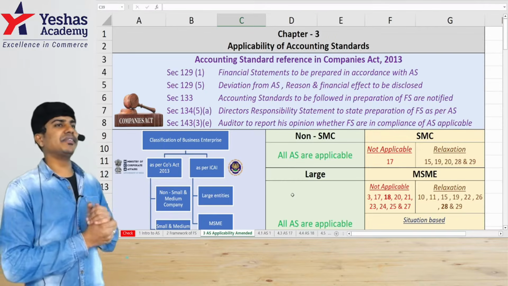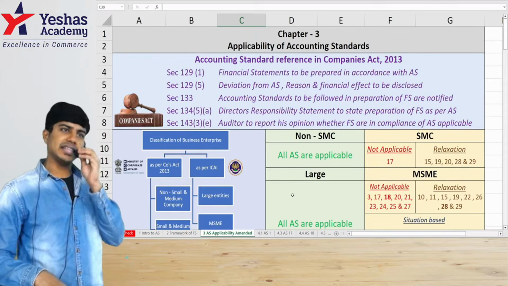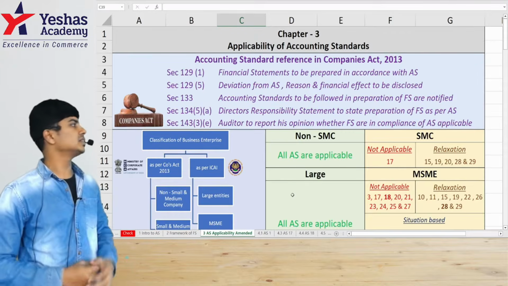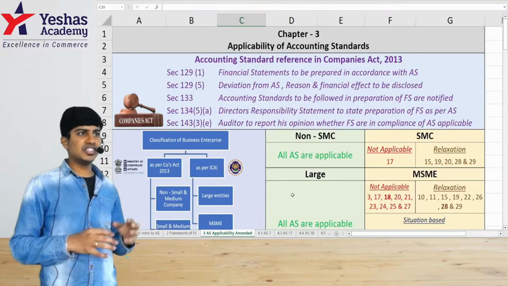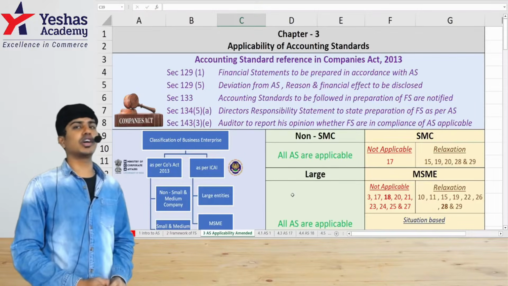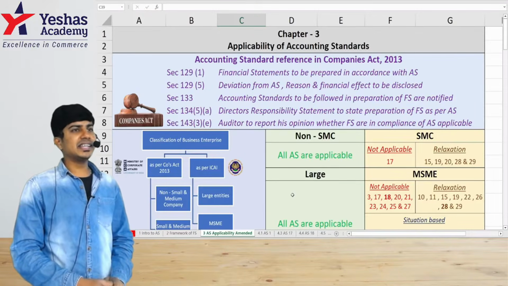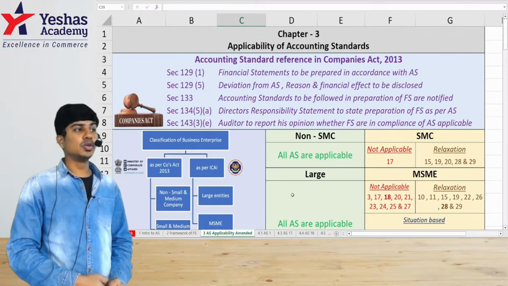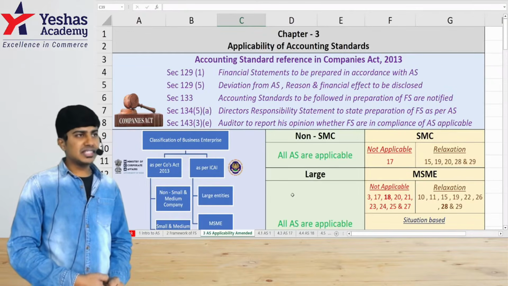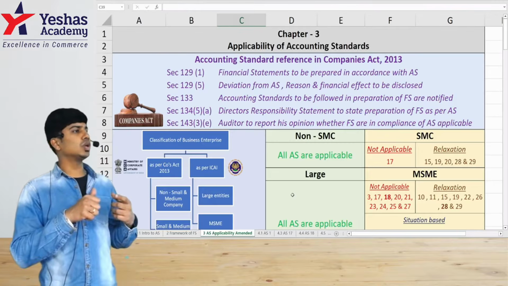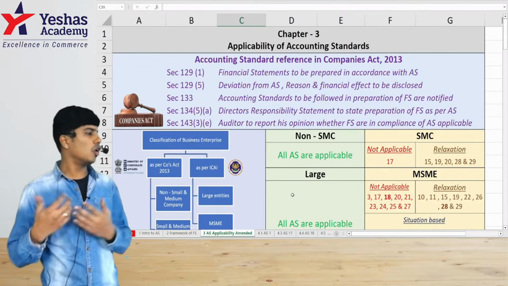Let's now begin quick revision of Accounting Standards Applicability, Chapter 3 of our syllabus. This chapter has an amendment, and this amendment has changed the applicability of accounting standards for non-corporate entities, that is, the entities to whom ICAI will tell which standards are applicable and which are not. This change is applicable from September 2025 examination and onwards.